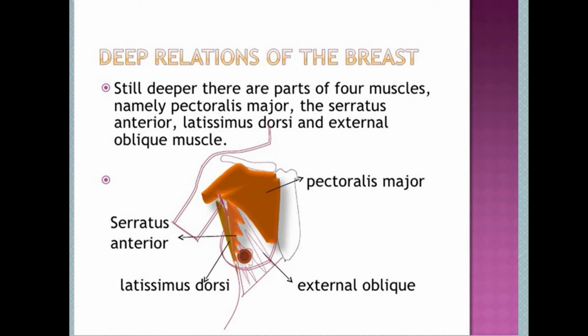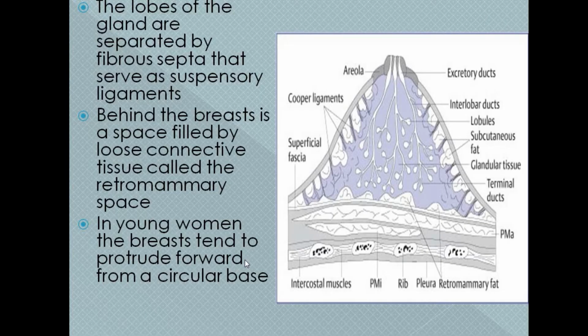The deep relation of the breast is that the breast lies on the superficial fascia. So deep to the breast are the deep fascia, and the deep fascia containing the muscles, the pectoralis major and serratus anterior. So the muscles form the bed deep to the breast. Pectoralis major contains most of the breast bed. Besides the pectoralis major, the serratus anterior, external oblique muscles, and a portion of the latissimus dorsi may also be present deep to the breast tissue.